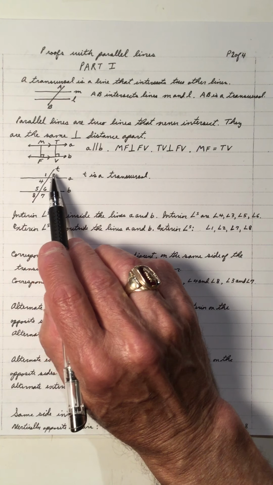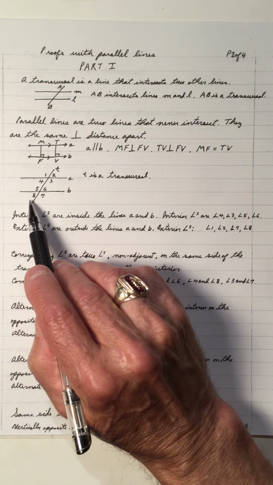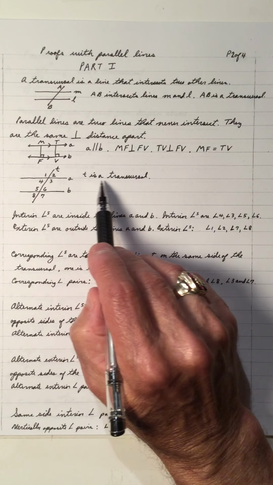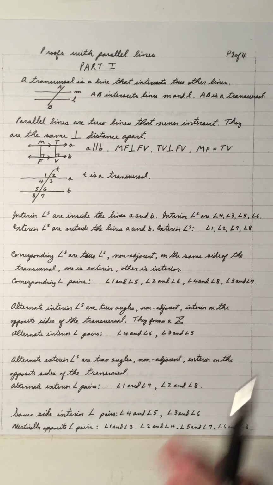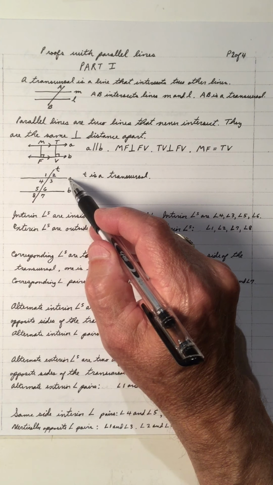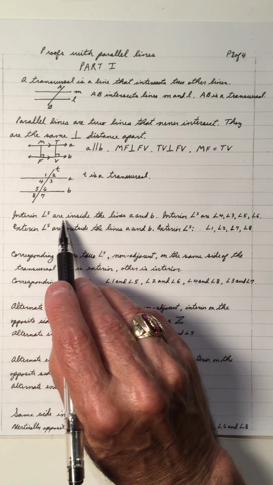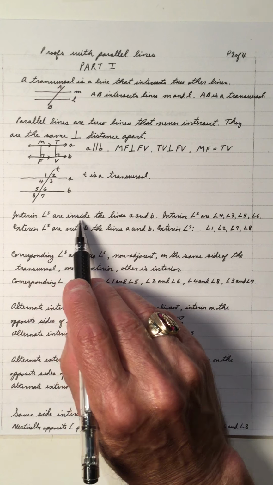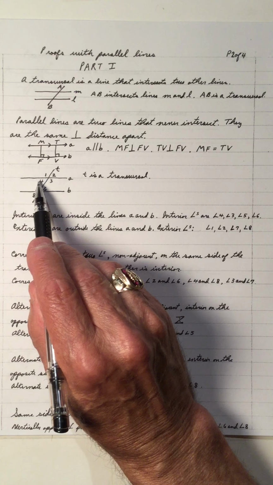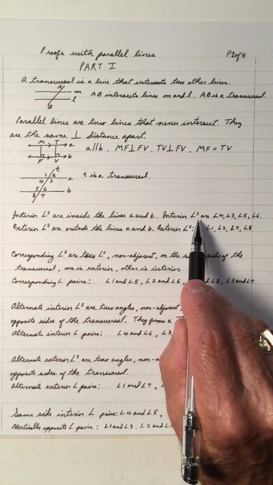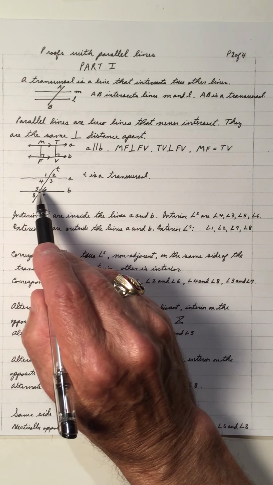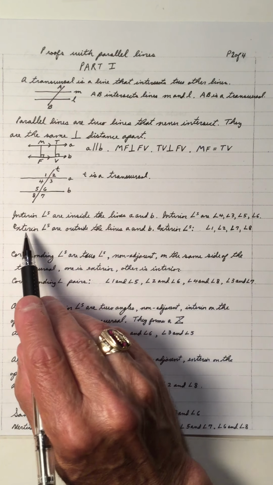Here we have a diagram with 8 angles named. T is indicating the transversal cutting through two lines, A and B. Now we have many types of angles when we have a transversal cutting a pair of lines. The interior angles are inside the lines A and B. The interior angles are 4, 3, 5, and 6.